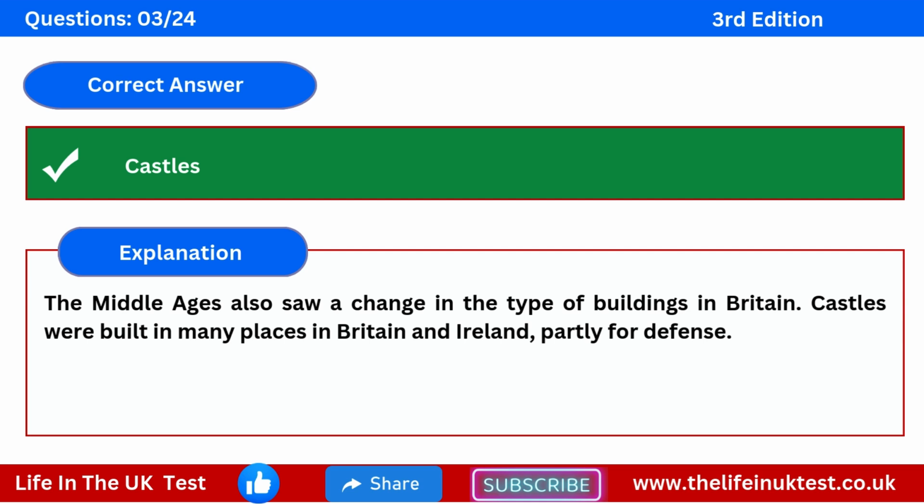The correct answer is castles. Explanation: The Middle Ages also saw a change in the type of buildings in Britain. Castles were built in many places in Britain and Ireland, partly for defence.